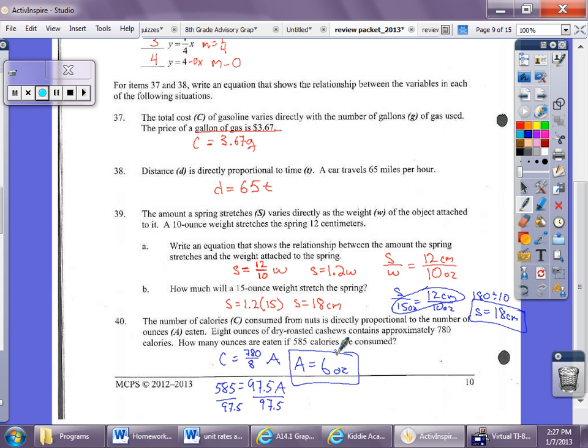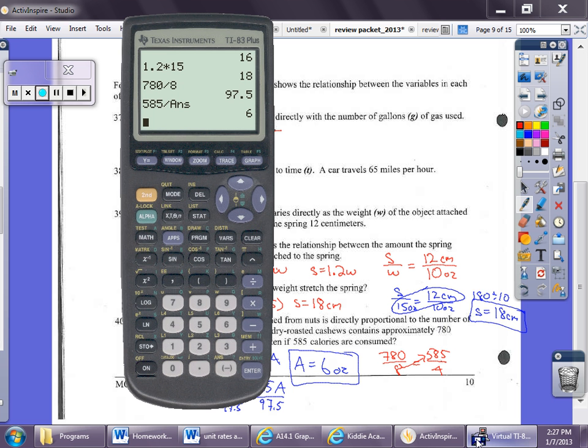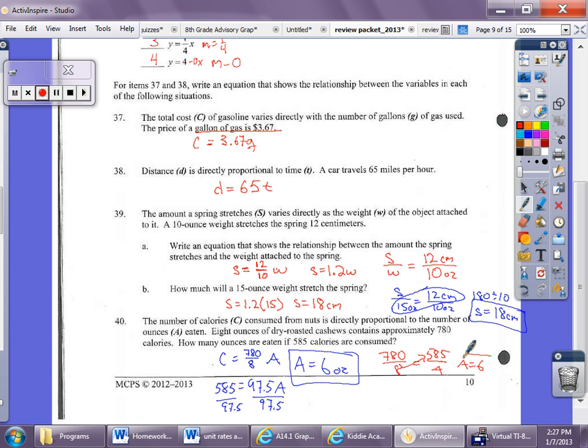Or we could set it up the other way too, and it is 780 over 8 equals 585 over X, or A, and we cross multiply. So 8 times 585, and we divide that by 780, and we get 6. Two ways to solve this problem. Both ways are absolutely correct.